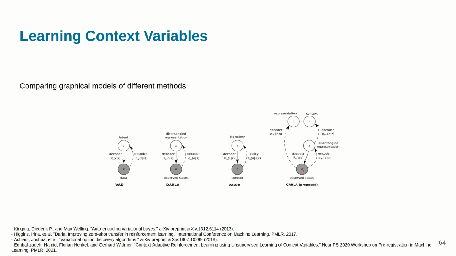Our model has a slightly different graphical model where the latent representation of the state is different from the latent representation of the context that we are trying to estimate. First, we estimate the disentangled representation Z, and based on that, we try to learn the context variable.